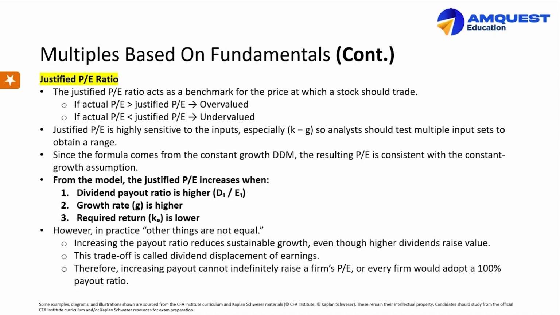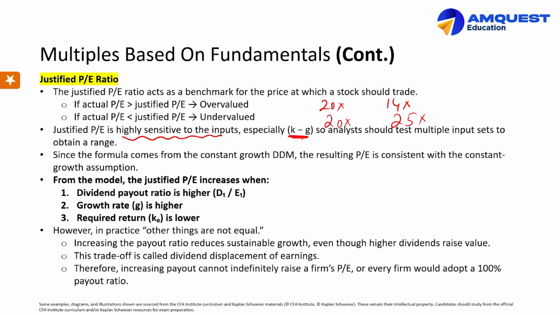Justified PE acts as a benchmark. ये हम starting में discuss कर चुके हैं. If the actual PE is greater than justified PE, 20x होना चाहिए 14x, overvalued. ठीक है, 20x actually में होना चाहिए 25x. So this is undervalued. Issue with justified PE, it is highly sensitive to inputs, especially KE minus G. Again, अगर G K से बड़ा है तो तुम K यूज नहीं कर सकते हैं. Analysts should test multiple input sets to obtain a particular range.